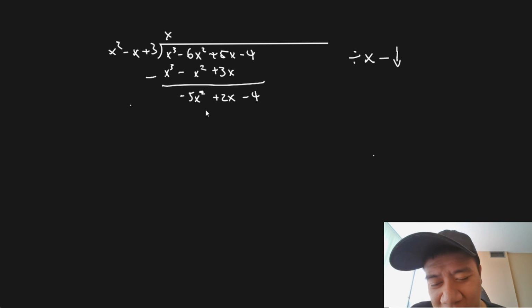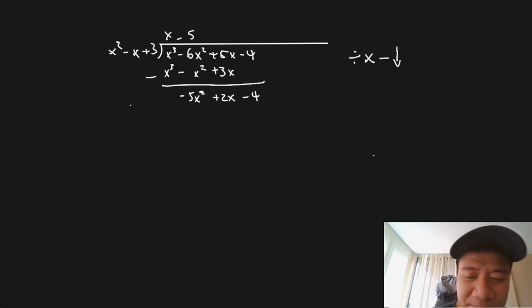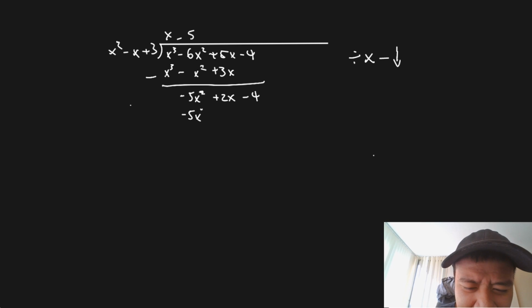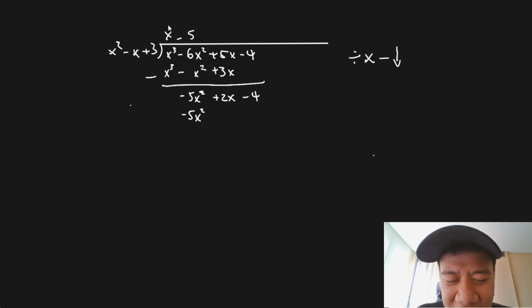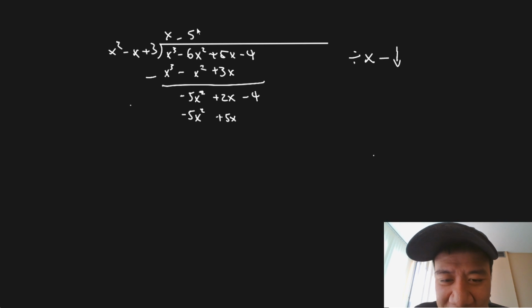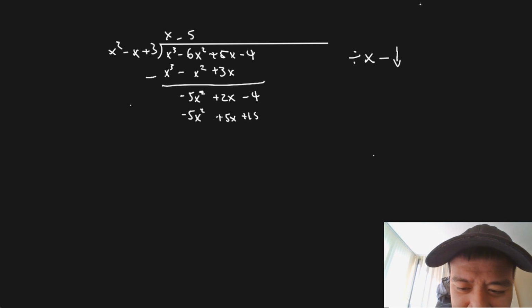So negative 5x squared divided by x squared from the very front is negative 5. Next step is multiplication. So negative 5 times x squared is negative 5x squared. And then negative 5 times negative x gets us positive 5x. And then negative 5 times 3 gets us 15.